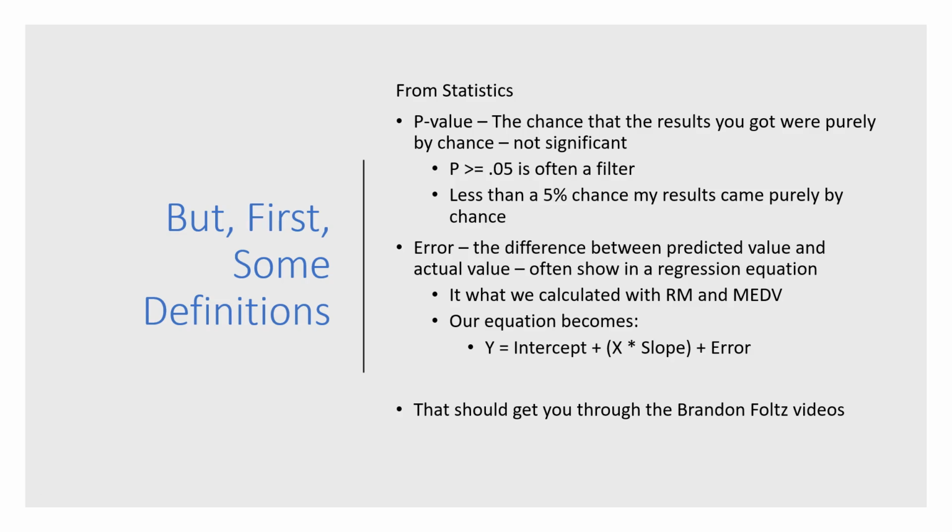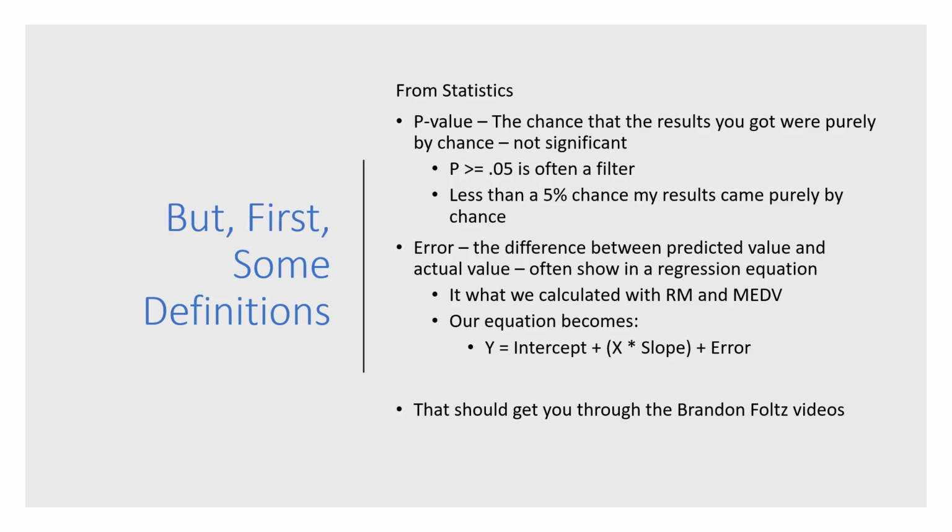From statistics, p-value. P-value is typically the chance that the results you got were purely by chance, or it's basically a measure of how meaningful your results were. The actual meaning of p-value is, if you had a null hypothesis and your null hypothesis turned out to be true, what's the chance that the results you got would happen if your null hypothesis was true? Don't worry about that. Look at it from this perspective.